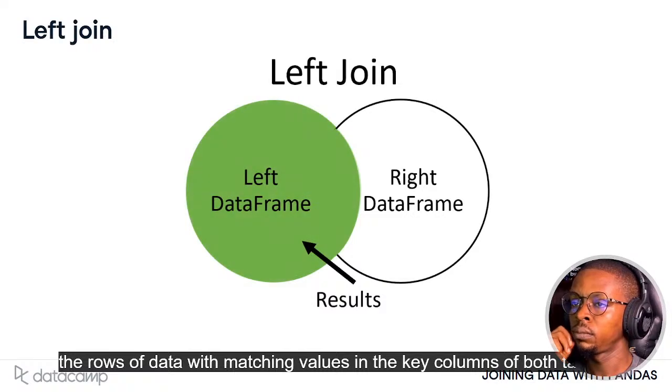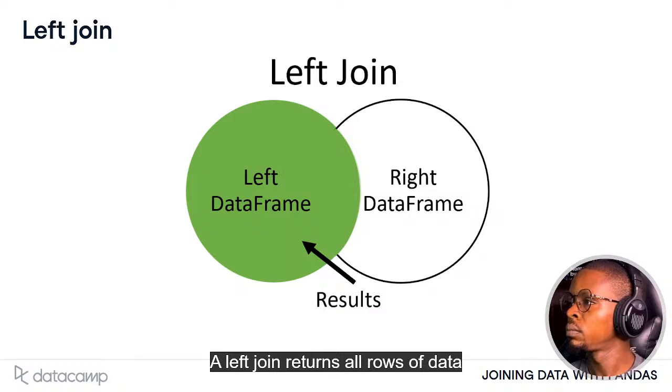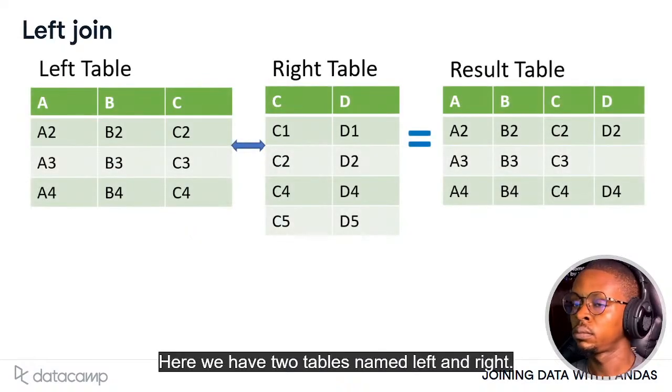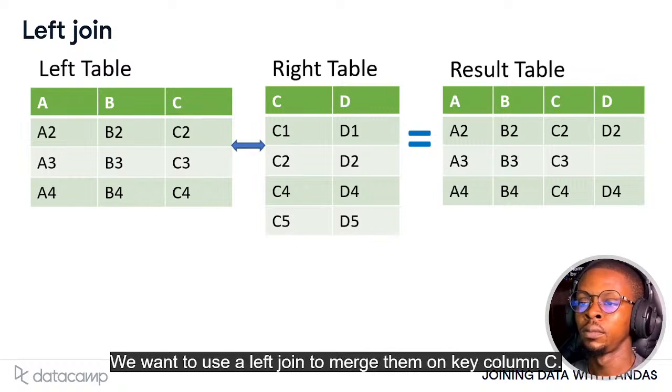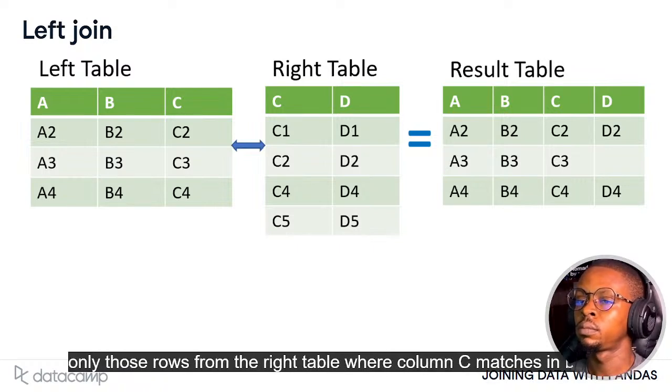In this lesson, we will talk about the idea of a left join. A left join returns all rows of data from the left table and only those rows from the right table where key columns match. Here we have two tables named left and right. We want to use a left join to merge them on key column C. A left join returns all the rows from the left table and only those rows from the right table where column C matches in both.